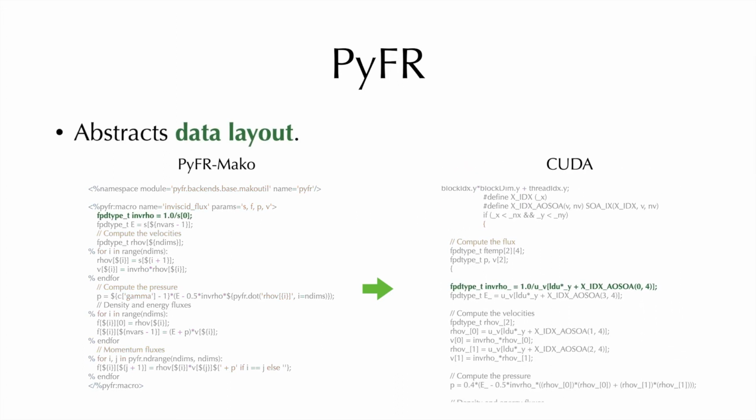The first is that this representation abstracts the data layout. So you can see on the left we're doing 1.0 divided by S0, and that has been expanded on the right-hand side to a somewhat more intricate representation, whereby the user who's writing the kernels is completely unaware of how data is actually arranged and laid out in memory. And this is nice because it gives us the flexibility to change our data structures as and when required without needing to rewrite any of our kernels.